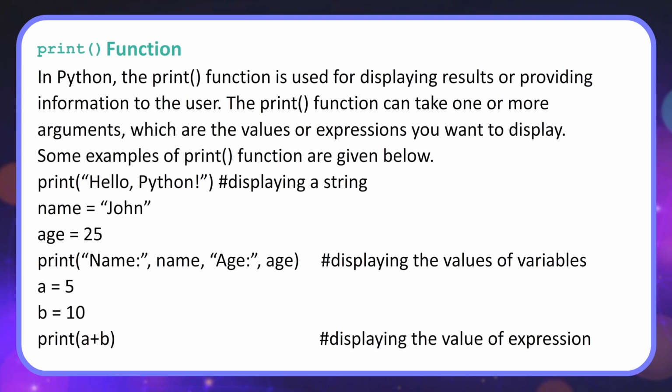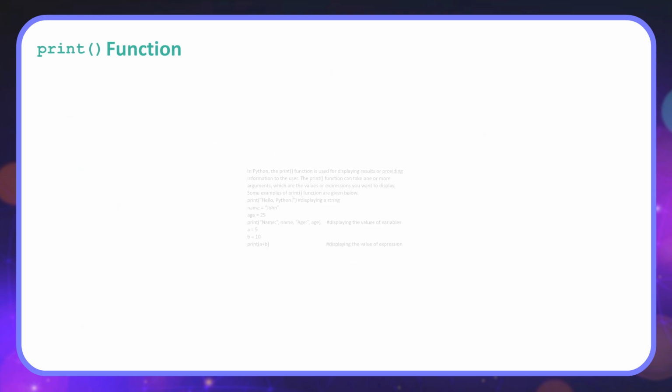Print function. In Python, the print function is used for displaying results or providing information to the user. The print function can take one or more arguments, which are the values or expressions you want to display. Some examples of print function are given below. print("Hello, Python"), displaying a string. name = "John", age = 25. print(name, age), displaying the values of variables. a = 5, b = 10. print(a + b), displaying the value of expression.